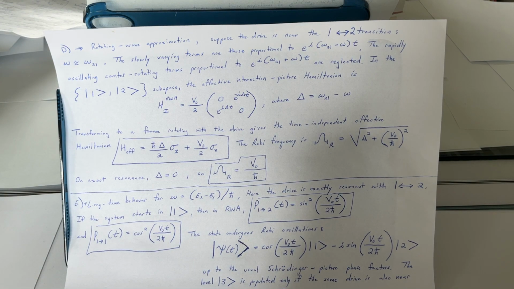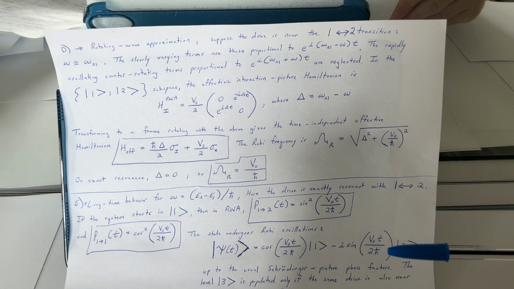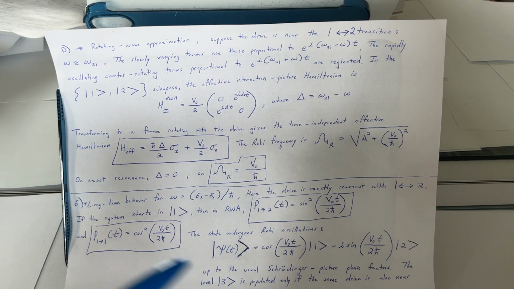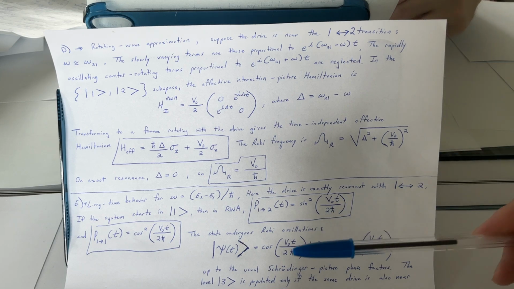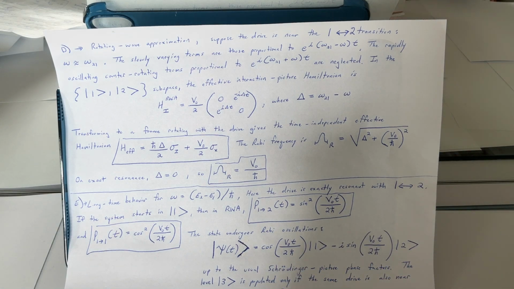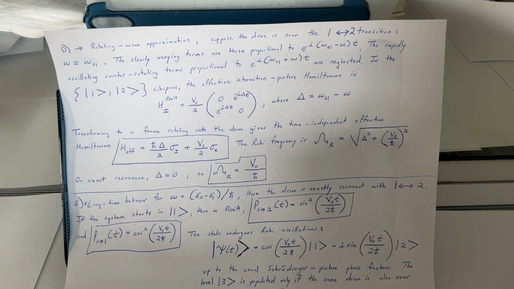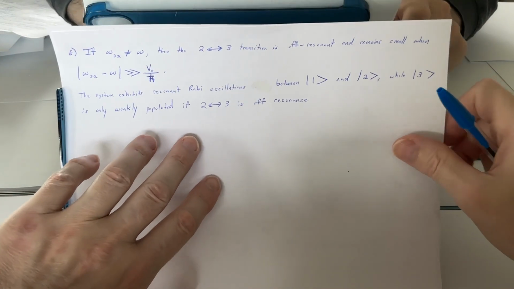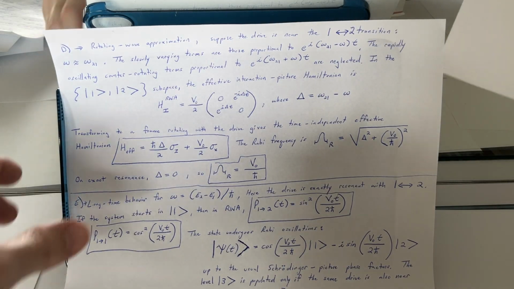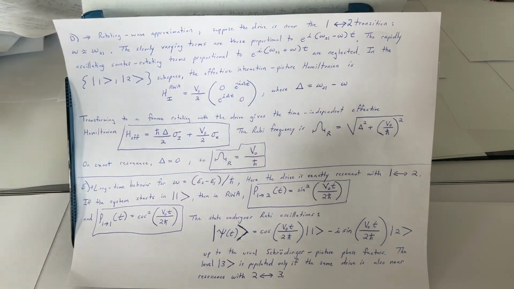So we have the following here. We have ket psi of T equals cosine of V naught T over 2 H bar ket 1 minus i sine of V naught T over 2 H bar ket 2. So up to the usual Schrodinger picture phase factors, the level ket 3 is populated only if the same drive is also near resonance. Sorry, forgot to add that.